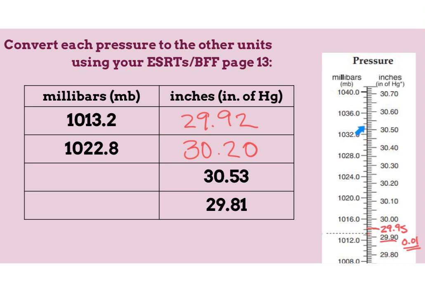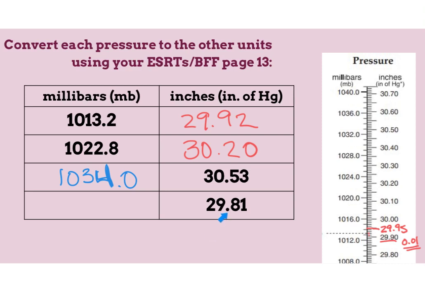1032.0, and I'm looking for this one, this is 1036. So 1032, 33, 34, 35, 36. So this line right here, the one I was looking for, is going to be 1034. So I'm going to write that right here, 1034. Okay. And then the last one.